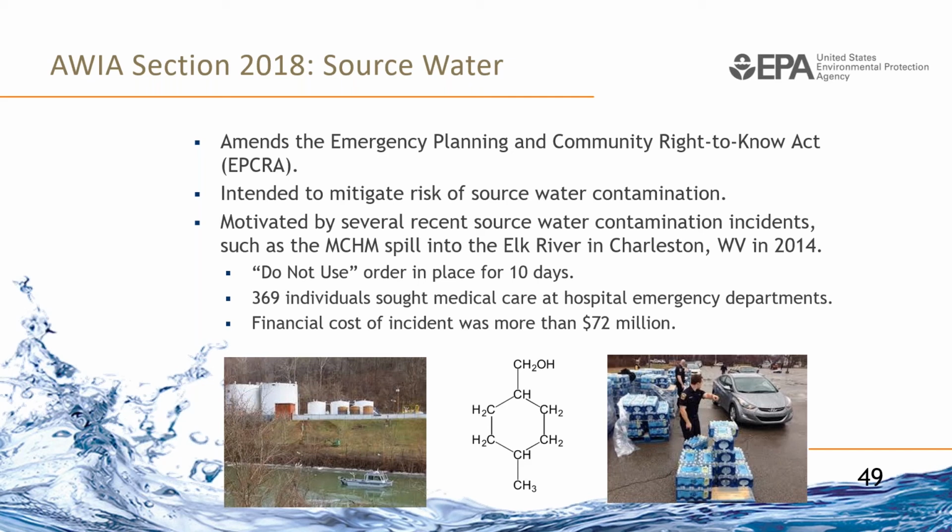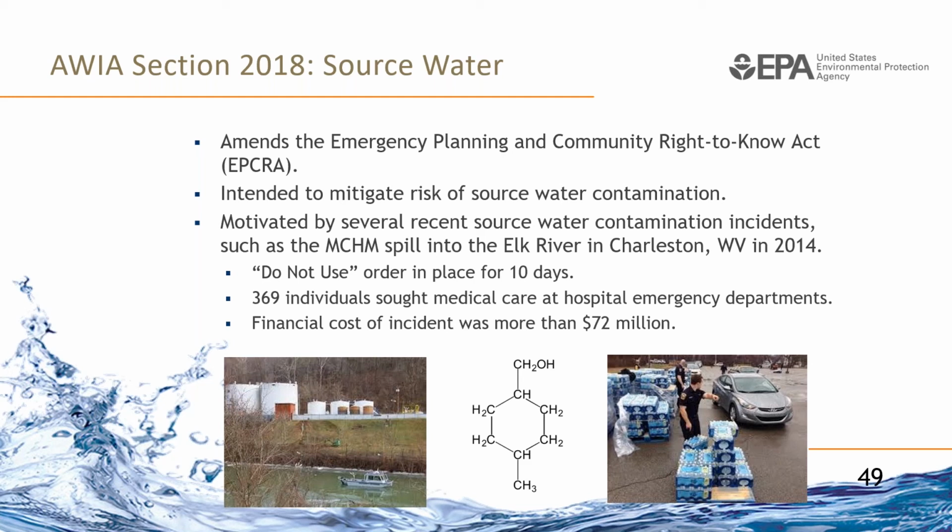So most of the provisions of AWIA that affect the water sector amend the Safe Drinking Water Act, but Section 2018 is different. It amends the Emergency Planning and Community Right to Know Act, or EPCRA. I will be using that acronym because that is a very long title of the act. The purpose of the AWIA revisions is to mitigate the risk of acute contamination to sources of drinking water, specifically threats of spills into sources of drinking water.